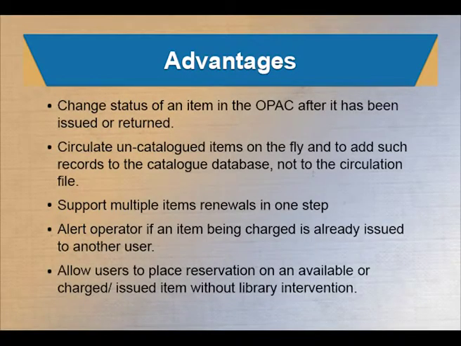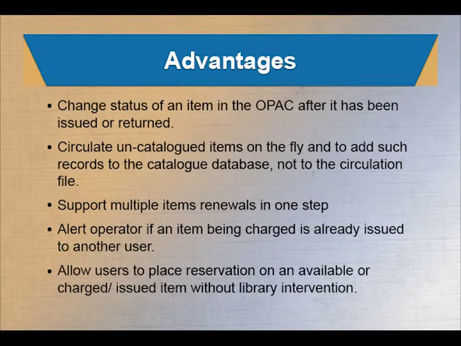Automatically you can change the status of an item in the OPAC after it has been issued or returned, because I already told you circulation and catalog modules are now interlinked in an integrated library system. Circulation can sometimes help to add on-the-fly data. Say, for example, one particular book is available in your library which has already been accessed, but it is not upgraded to the catalog data set.